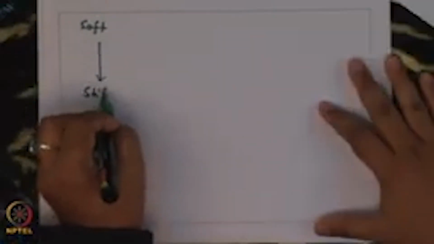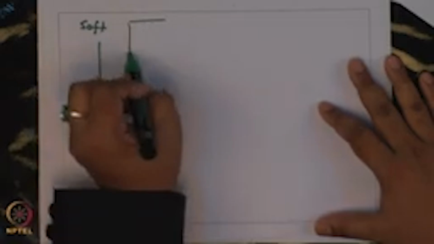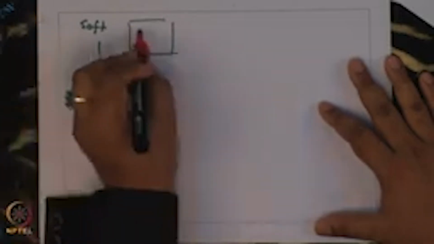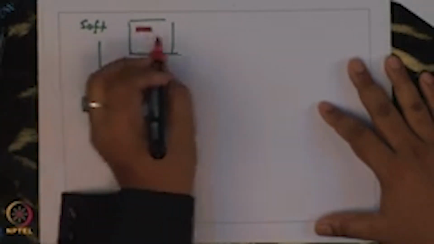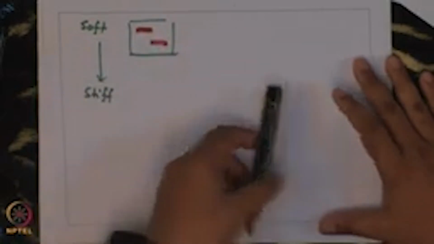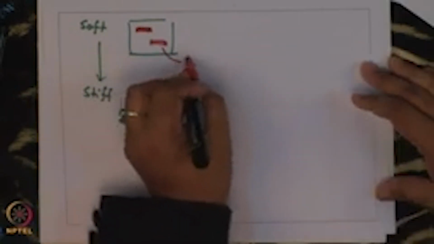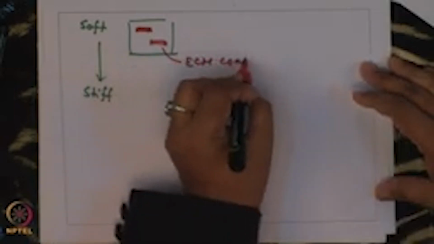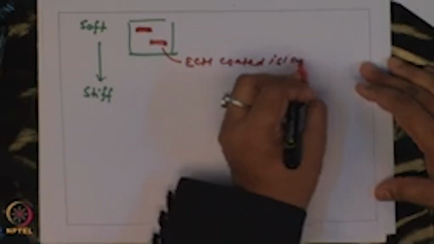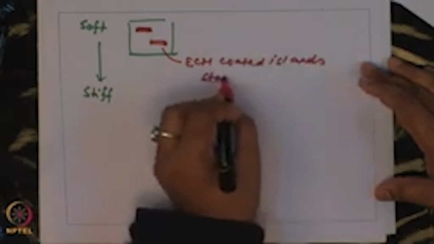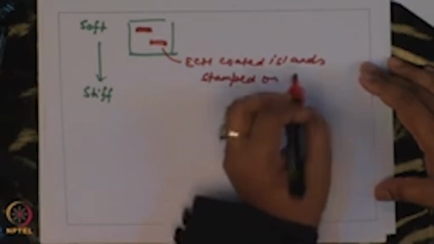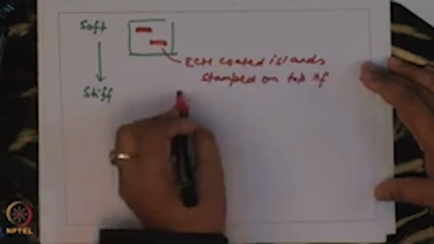Okay. So, what the study demonstrated was if you took different substrates, from soft to stiff, all the way to stiff, and on these gels, what the authors did was they patterned these islands. Okay. So, these are ECM coated islands stamped on top of polyacrylamide gels.